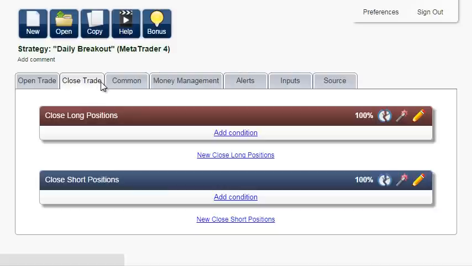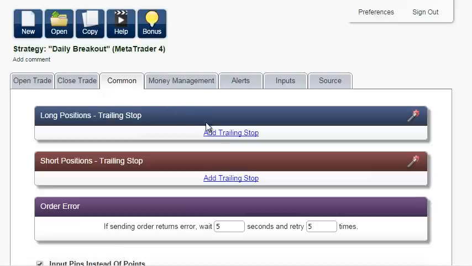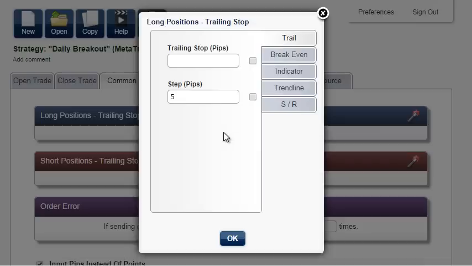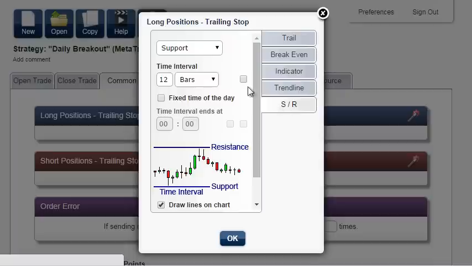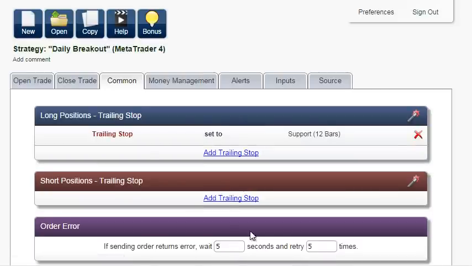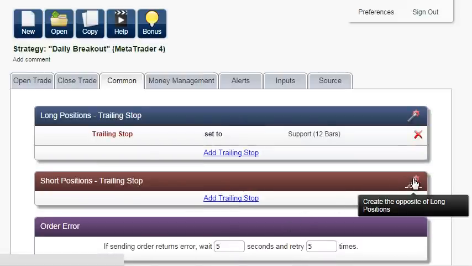In the Common tab, add trailing stop. For long positions, the trailing stop will be at support, the last 12 bars, and we don't want to draw it on the chart because it would draw too many lines as the stop loss has moved. Create the opposite trailing stop for short positions.